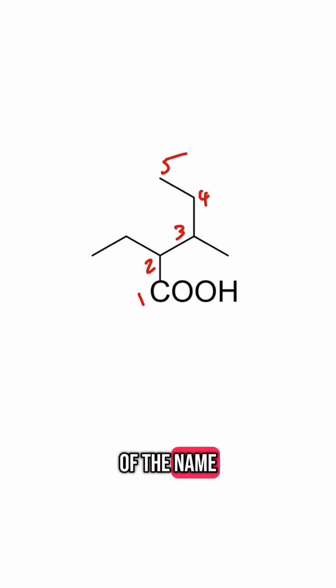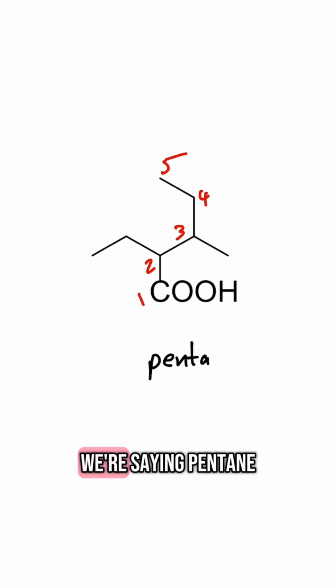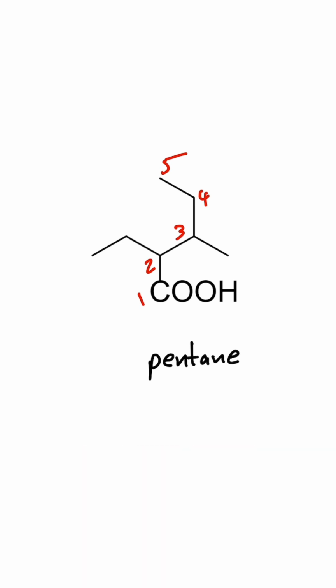So just start with the base part of the name, or I don't like to say base, the main part of the name. That would be pent, because it's 5. And remember, it's like we're saying pentane. Then we lop off the E, and where's my pen? There we go. Pentan-O, pentanoic acid.